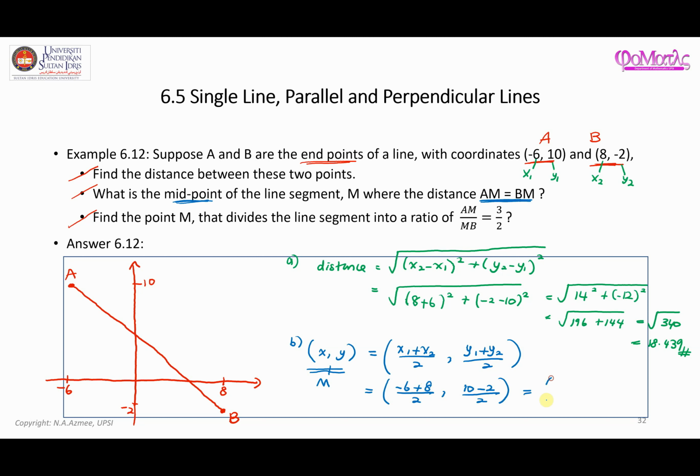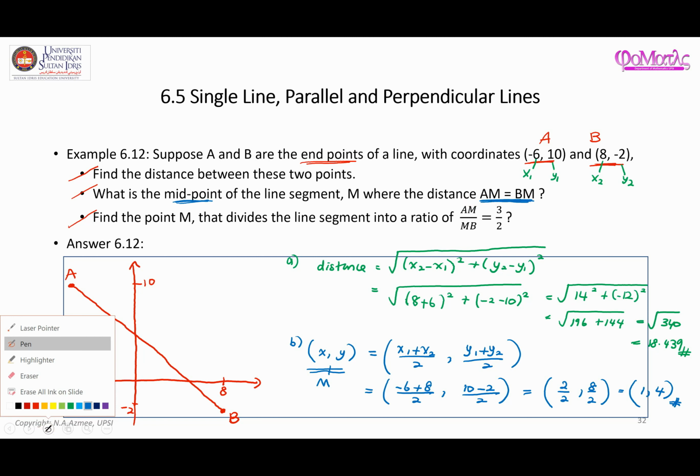And this becomes 2 over 2, 8 over 2, and the final answer is 1 and 4. So this is the midpoint at coordinate 1 and 4. You have point M, where the distance is equal between AM and BM. Okay, now we are going to answer the last question, and I'm just going to erase the answers to A and B here.